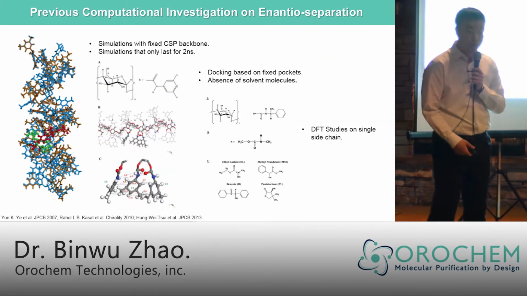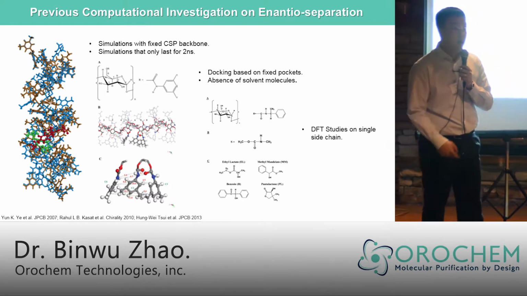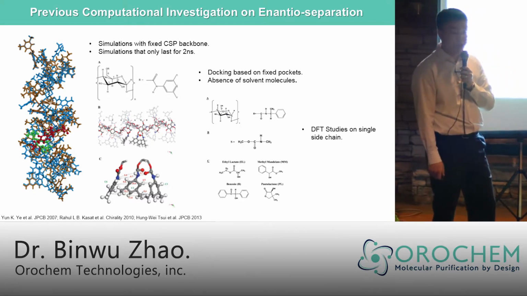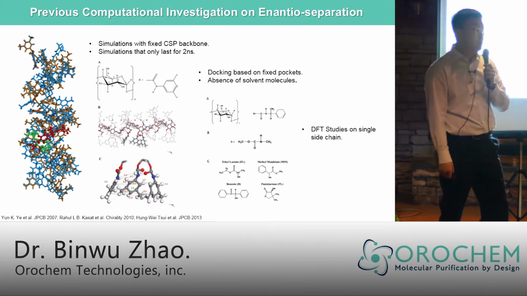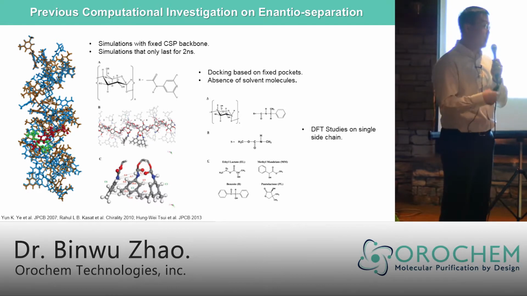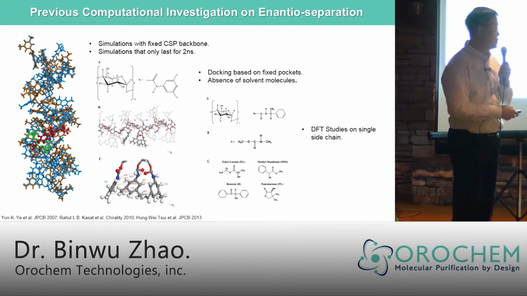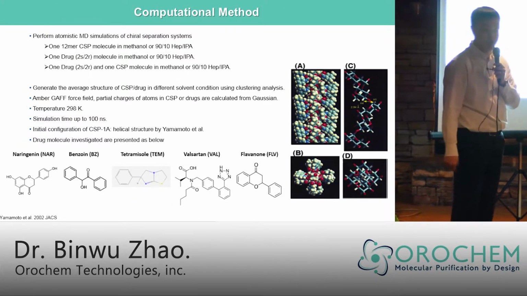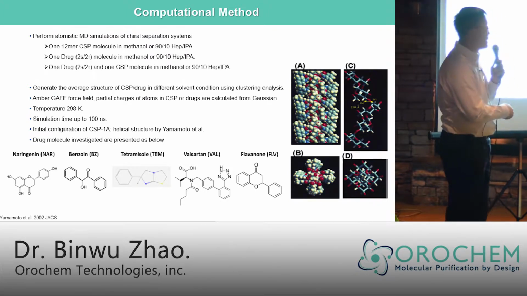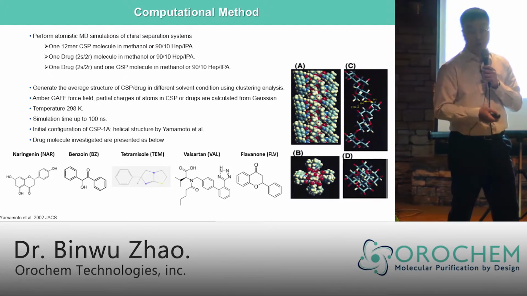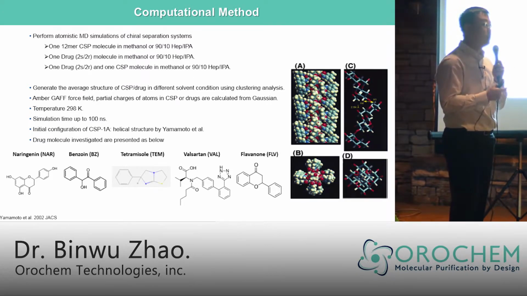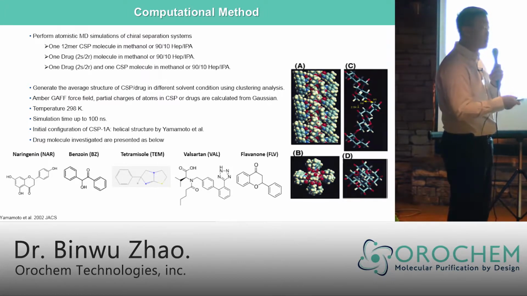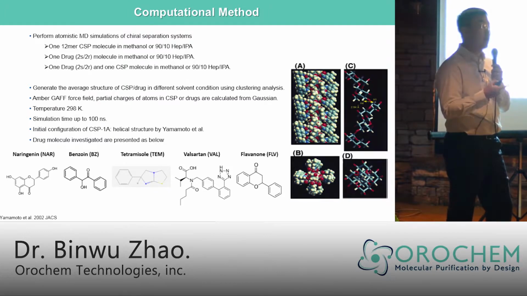So what has been done previously on computational methods to investigate chiral separation? One of them is using a simulation with a fixed CSP backbone, by only allowing the side chain, which is the derivatives, along the CSP to move. And one other thing they did is the simulation lasts for 2 nanoseconds, which is relatively short if you consider the interaction between drug and CSP molecules. It would definitely last more than that, and there will be multiple interactions with the drug and CSP as well.